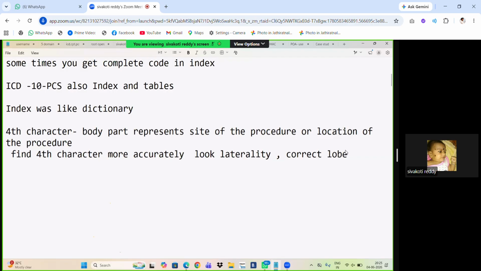Clear? Yes, sir. They will mention in the operative report clearly where they are performing the procedure. That location you need to identify and pick in the code properly while leading. Suppose they did the lung, don't go directly with lung. We check carefully in the record whether right or left or any lobe they used, like that.